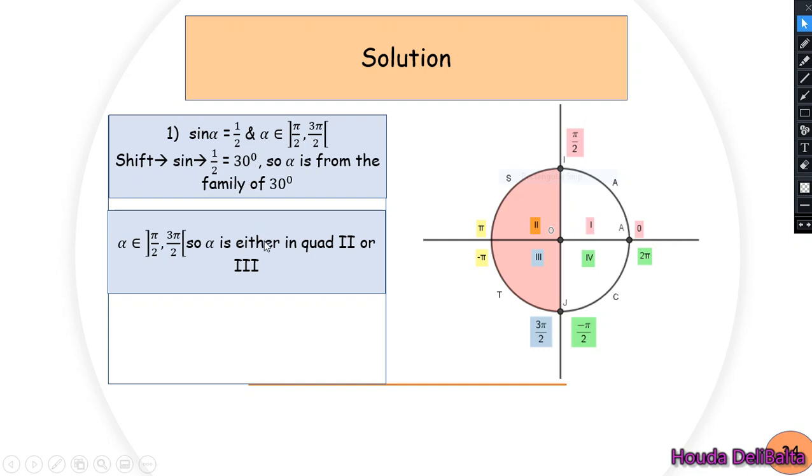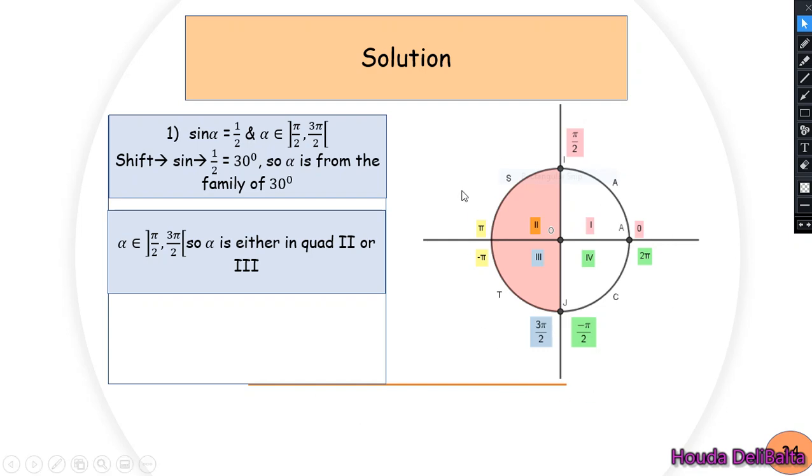Because you saw in the table of families of angles that they have the members of the family of 30, for example, or 60 or whatever, have the same sine and cosine of 30 and 60 and whatever, but the signs are different, plus or minus, according to the quadrant they are belonging to. So again, we press on the calculator, shift, then sine, then the given value, which is half, and the answer is 30. So I know that alpha is from the family of 30.